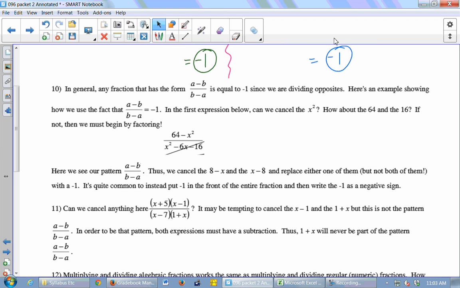Yeah, I know the answers on the paper. I got rid of it so that I could write out the work for you. Okay, so I want to simplify (64 minus x squared) over (x squared minus 6x minus 16).